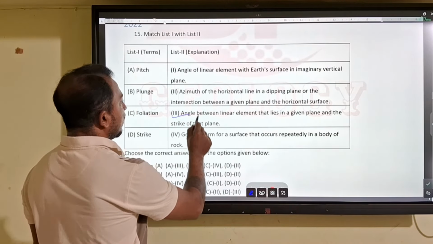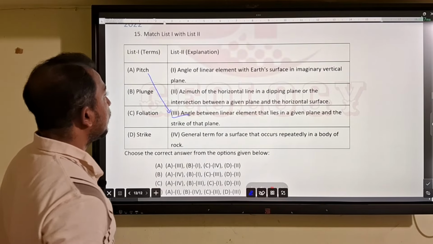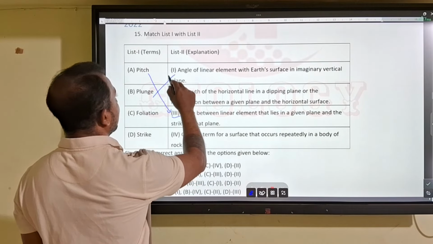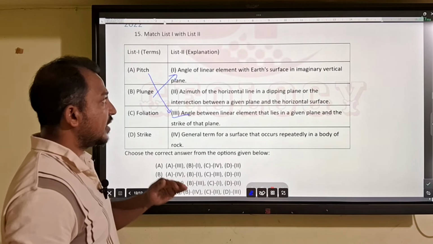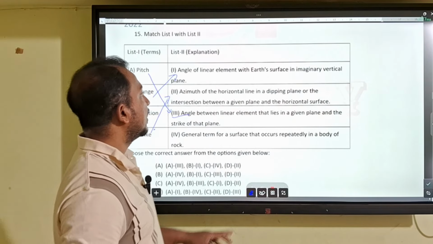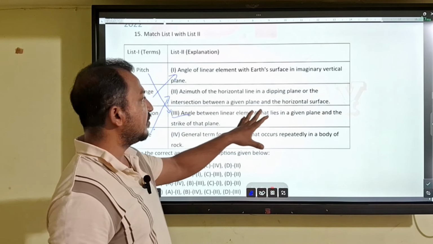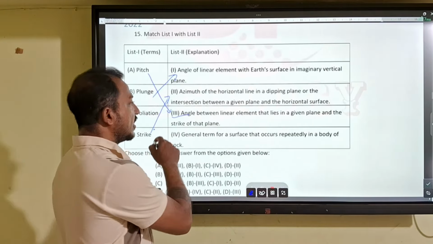So the angle between, you can say, a linear element that lies in a given plane and the strike of the plane is the pitch. Then plunge is the angle of the linear element with the Earth's surface imaginary vertical plane. You can say it is the angle of inclination of a line. Then strike is the azimuth of the horizontal line in a dipping plane, or the intersection between a given plane and the horizontal surface. Any inclined bed that meets the horizontal is called your strike line.